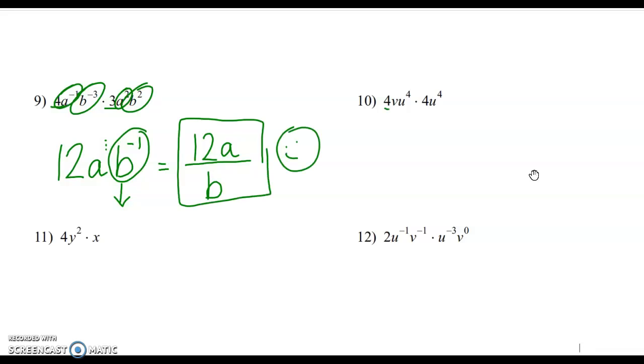Number 10, 4 times 4 is 16. Q, R, S, T, U, V, oh, those are out of order. Typically, to be proper, I put my u's first. So u to the 4 plus 4 is 8, and then I have v. That is done.